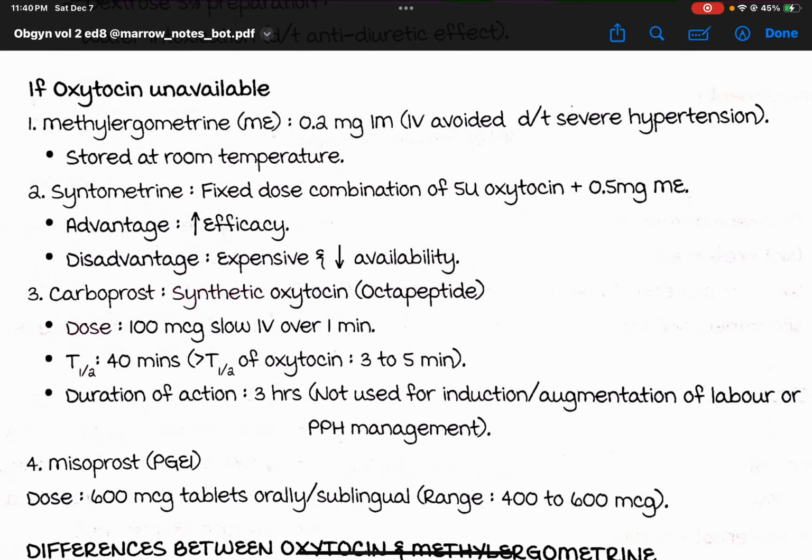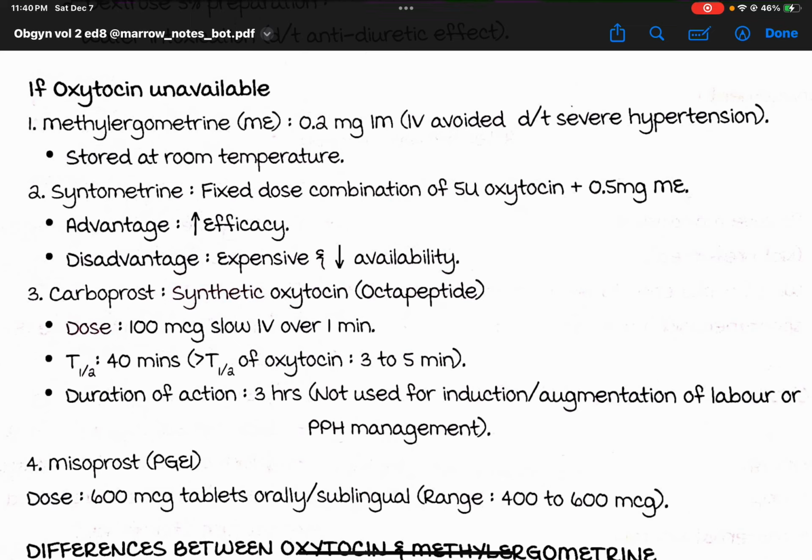If oxytocin is unavailable, methylergometrine 0.2 mg IM; IV is avoided due to severe hypertension. It is stored at room temperature. Syntometrine is a fixed-dose combination of 5 units oxytocin plus 0.5 mg methylergometrine. Advantage: increased efficacy. Disadvantage: expensive and less availability.